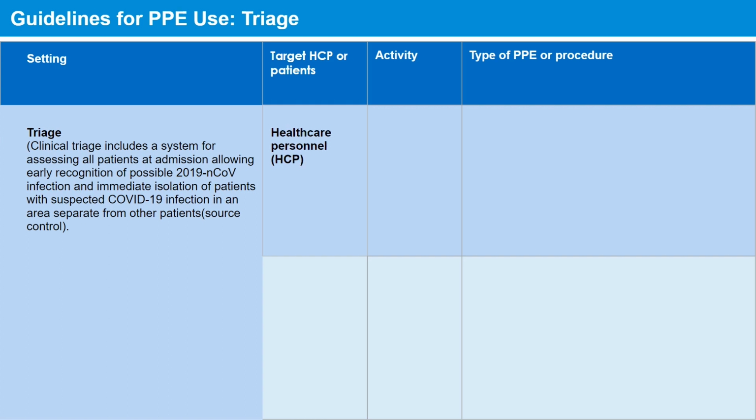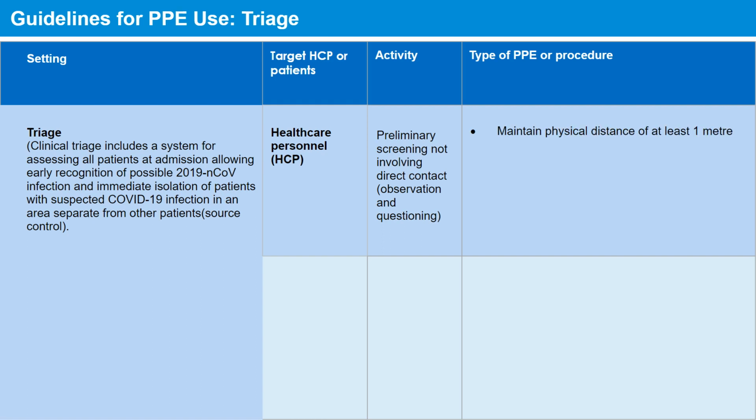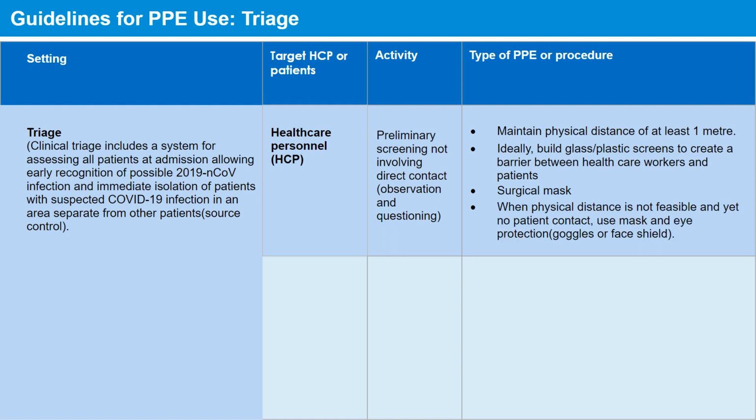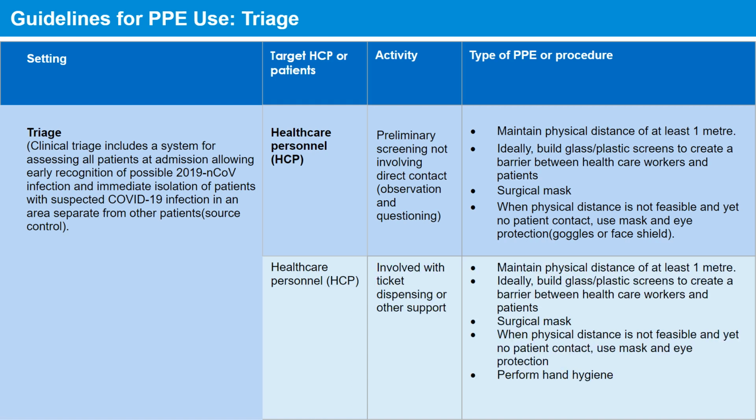Healthcare personnel, or HCPs, in a triage setting are responsible for preliminary screening not involving direct contact, such as observation and questioning. They should maintain physical distance of at least 1 meter, ideally build glass or plastic screens to create a barrier between themselves and the patients, and wear surgical masks. When physical distance is not feasible and yet there is no patient contact, HCPs should use masks and eye protection such as goggles or face shields. Healthcare personnel who are involved with ticket dispensing or other support should also perform hand hygiene.